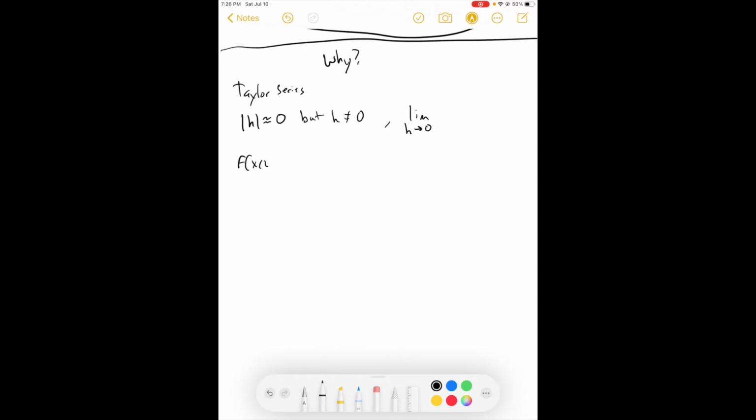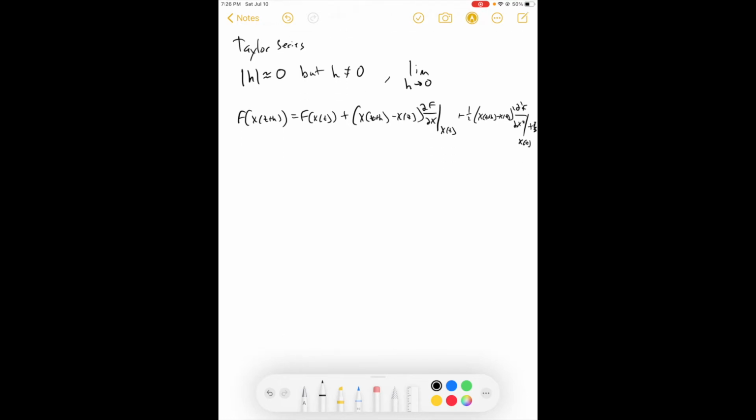Then we'll have f of x of t plus h equal to f of x of t. This is just a Taylor series, okay? Plus x of t plus h minus x of t times the first derivative of f with respect to x evaluated at x of t, plus 1/2 x of t plus h minus x of t squared times the second derivative of f with respect to x, evaluated at x of t, plus some other stuff at the end there. But we're only going to keep the first two terms because really the approximation is close enough at that point. So let's just move this to the other side.